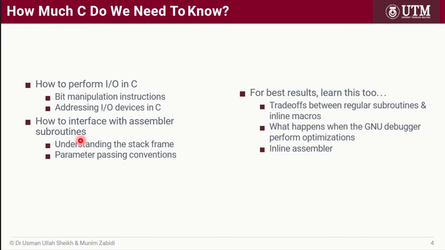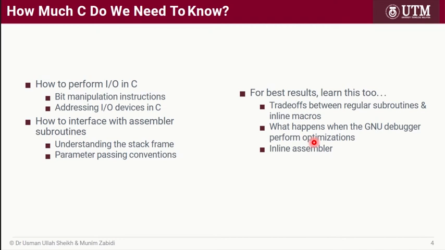You also need to know how to interface with assembler subroutines, such as understanding the stack frame and parameter passing conventions. For the best result you have to learn these two. The first one is the trade-off between regular subroutines and inline macros. An inline function is defined by the inline keyword; it is a short function that is expanded by the compiler. Macros are also called preprocessor directives, and are defined by the #define keyword.